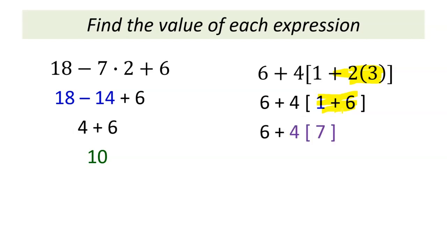Now I got 6 plus 4 times 7. 4 times 7 is a multiplication. So now you have a choice between adding and multiplication. You want to multiply first. 4 times 7 will be 28. Lastly, I'll add 6 plus 28, and my final answer will be 34.